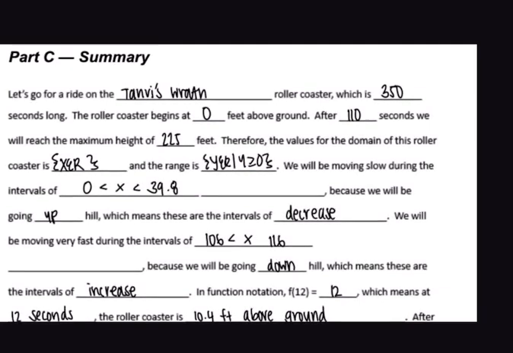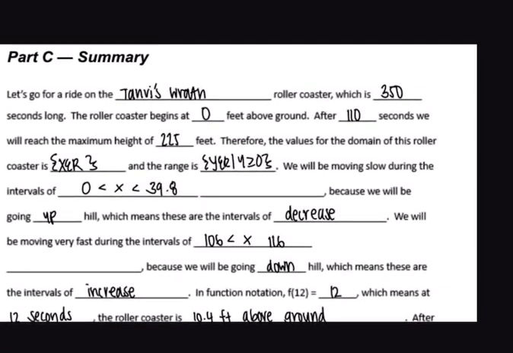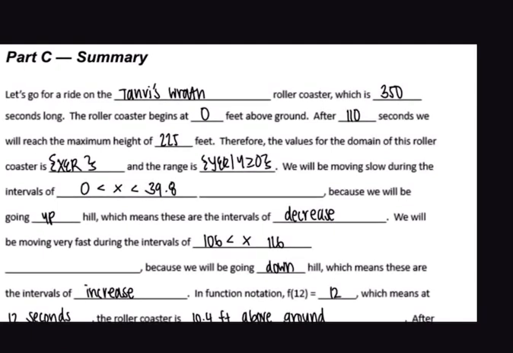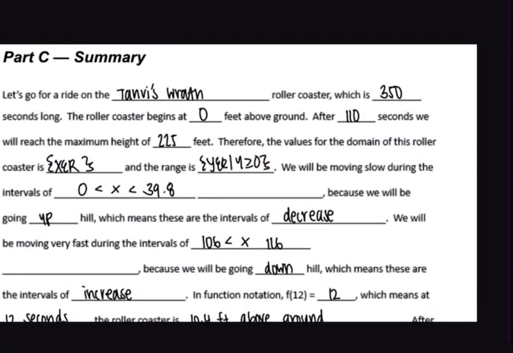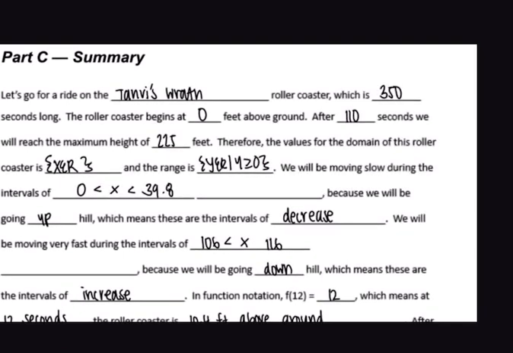We will be moving slow during the interval of 0 to 39.8 on the x, because we will be going uphill, which means that these are the intervals of decrease. We will be moving very fast during the interval of 106 to 116 on the x, because we will be going downhill, which means that these are intervals of increase.